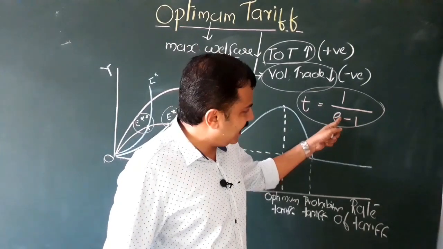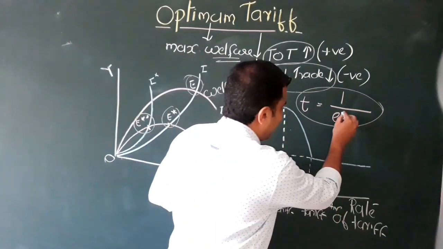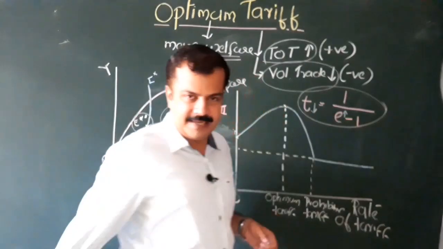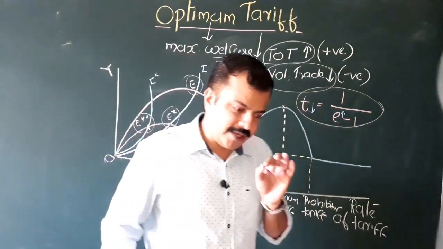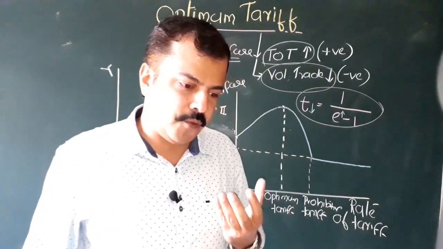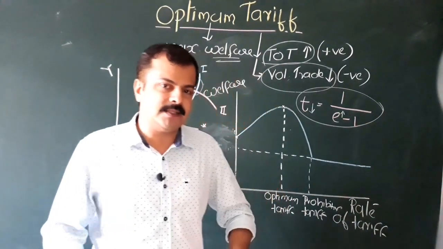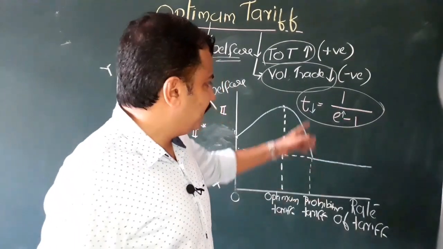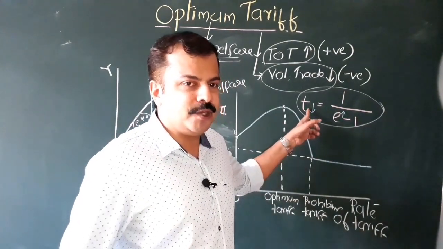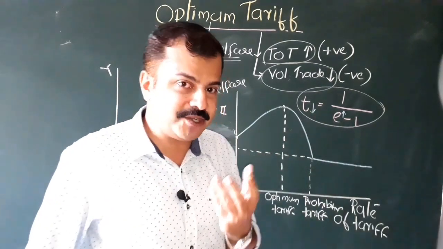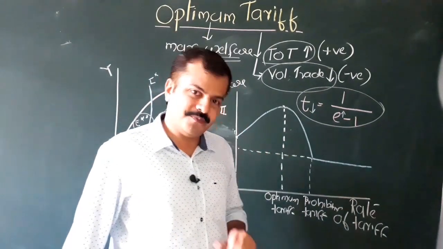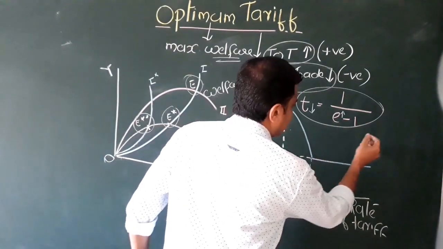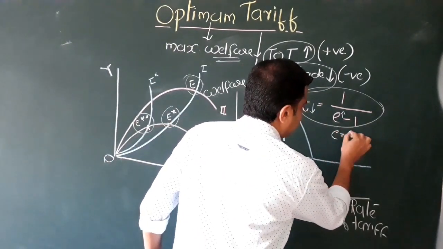As the elasticity increases, as E increases, there will be a reduction in t. That means if the foreign countries' offer curve, or foreign countries' demand, is more elastic, then our ability to impose an optimum tariff, or the rate of optimum tariff, will reduce. See here, for example, if E is equal to 2.